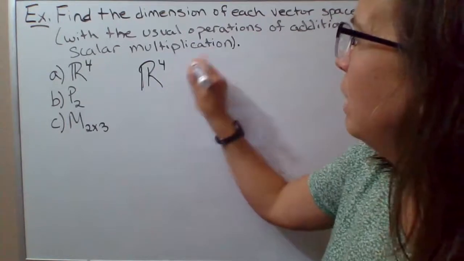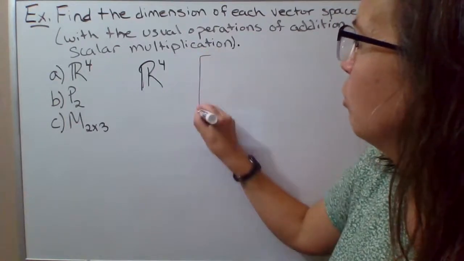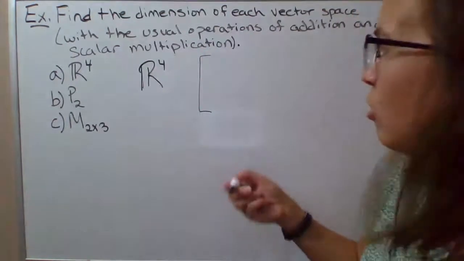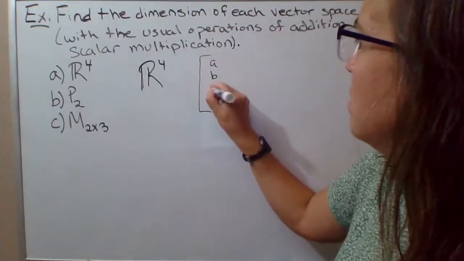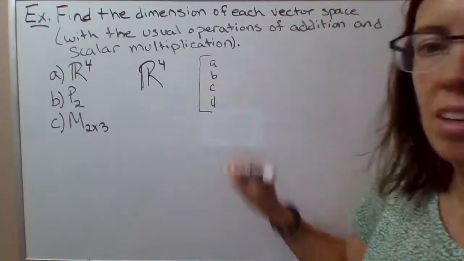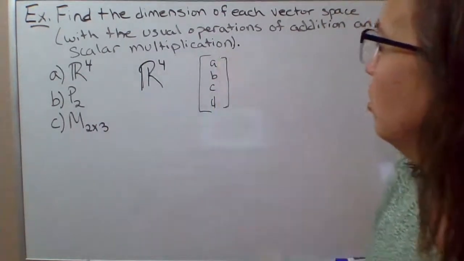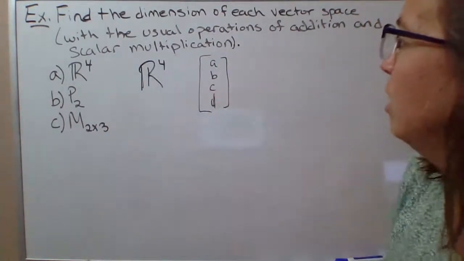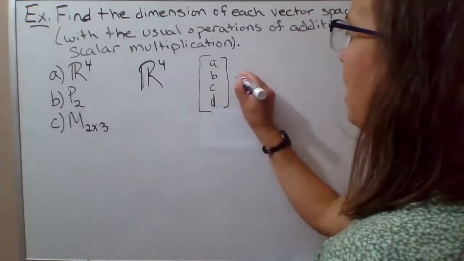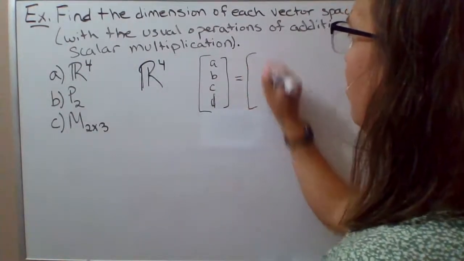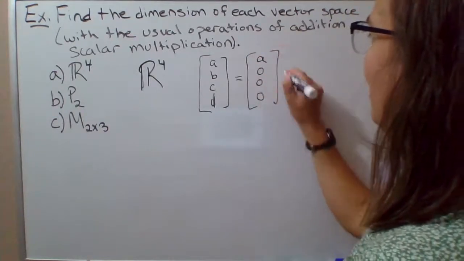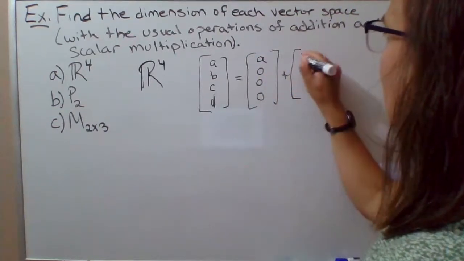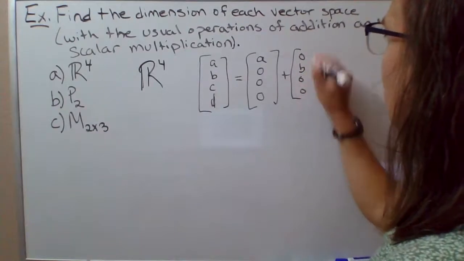Let's think about what a generic element of R4 would look like. So that would be a vector with 4 entries. Let's say I call them A, B, C, D. So any vector in R4 I could break down as this vector A, 0, 0, 0 plus 0, B, 0, 0.